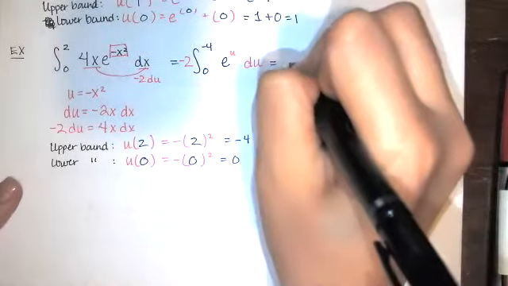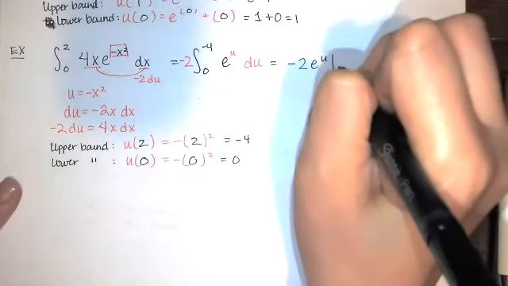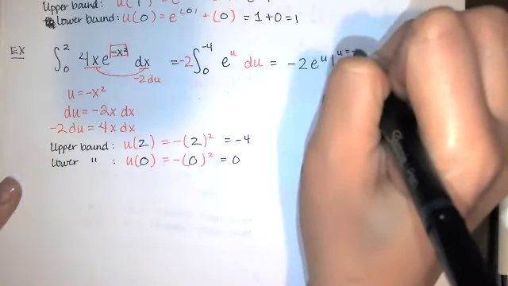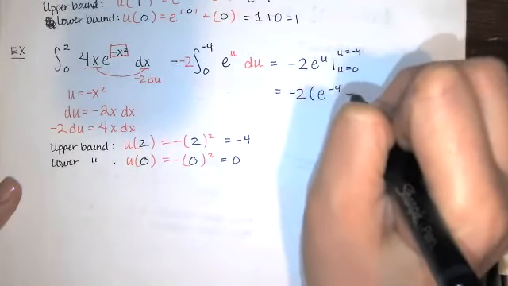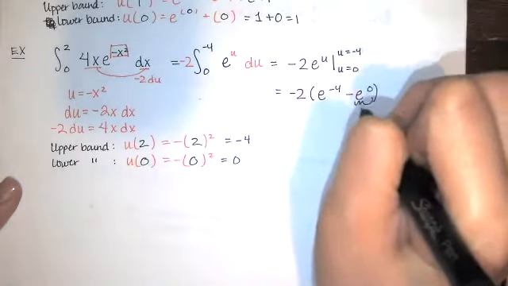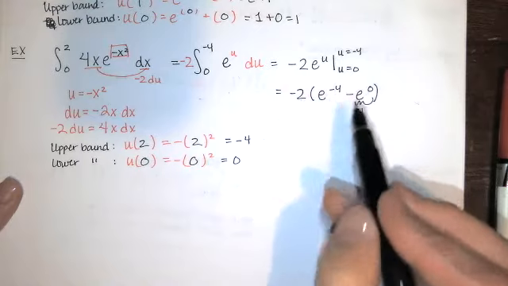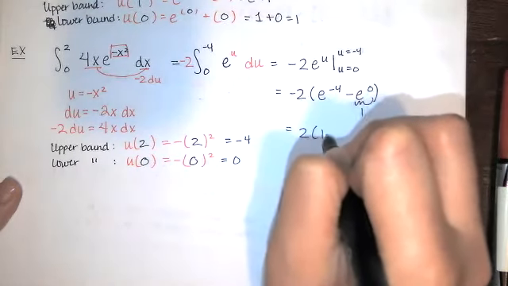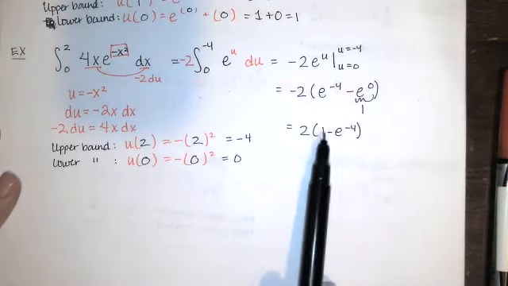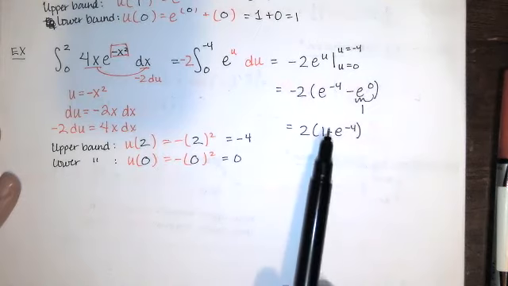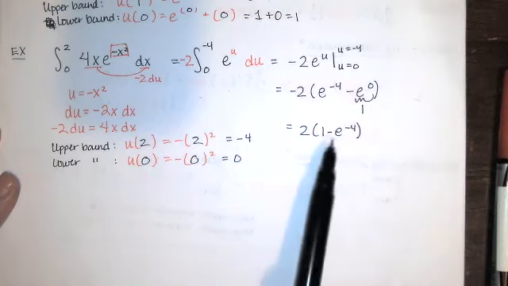Now we just antidifferentiate, bring the negative 2 down, the antiderivative of e to the u is e to the u, substitute in u equals 0 and u equals negative 4 and subtract. So I get negative 2 times e to the negative 4 minus e to the 0. E to the 0 is 1. If you want, you could make that a positive 2 and distribute the negative through here. That's probably what they did if you checked your answer in the back of the book. They'd make that coefficient positive and then flip that. If you distribute the negative through here and change the order, that's exactly equal to that.